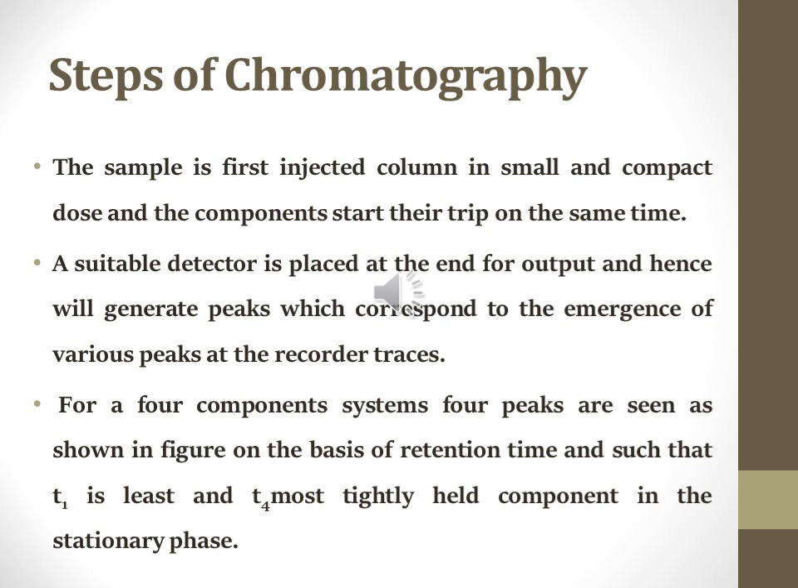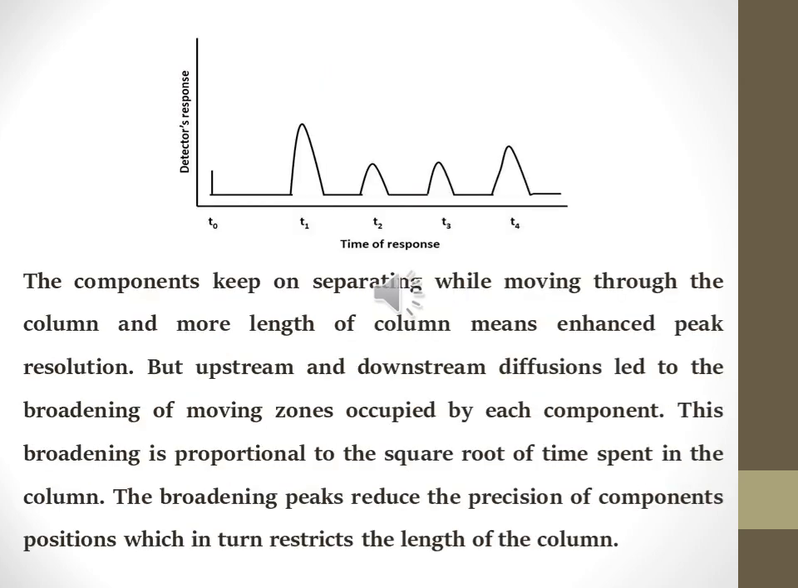So moving ahead to the next figure. This graph represents the steps of the chromatographic separation for a 4-component system, where T4 is the last eluted solute and T1 is the first eluted solute. Since T4 is more stable and has more time in the stationary phase, these components keep on separating while moving through the column, and therefore more length of column means enhanced peak resolution.